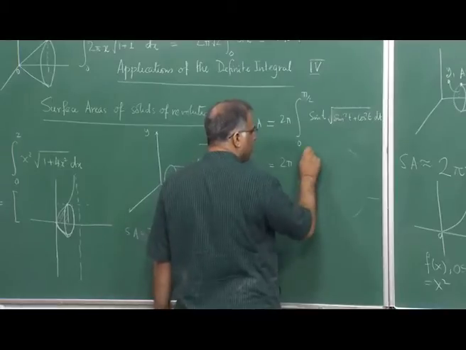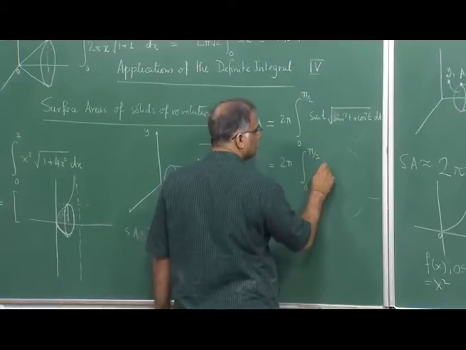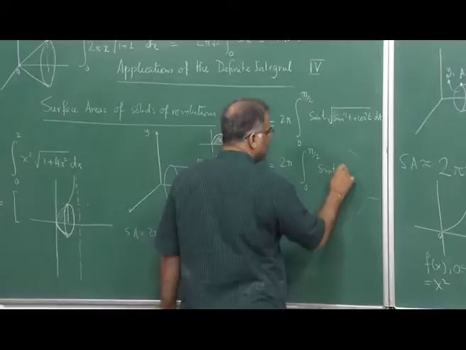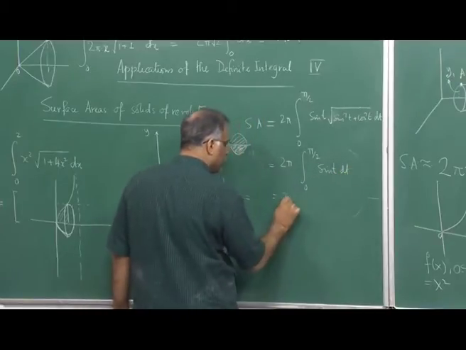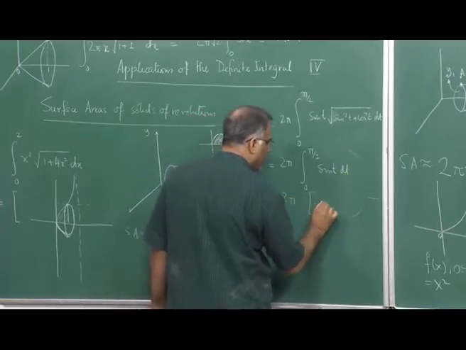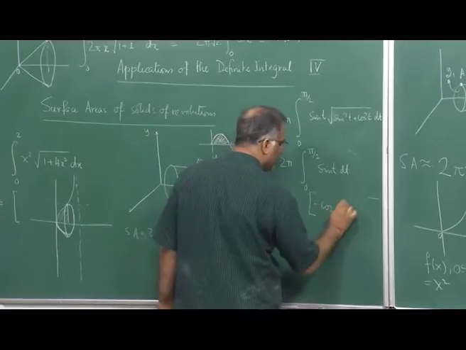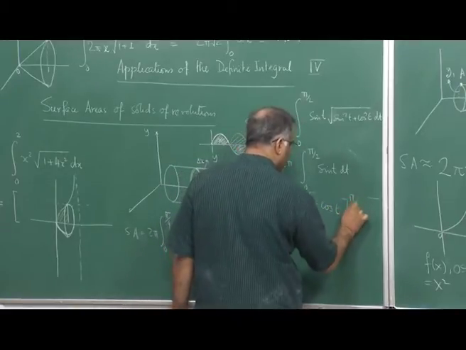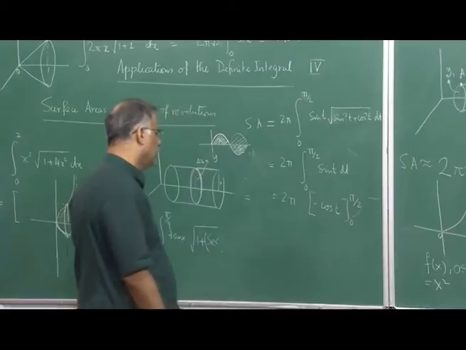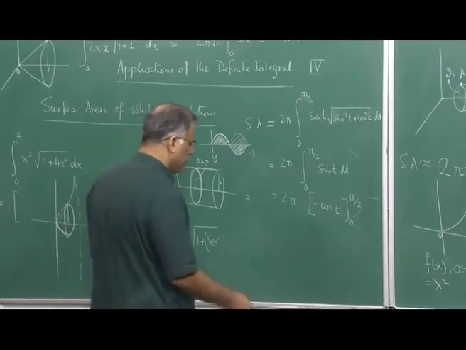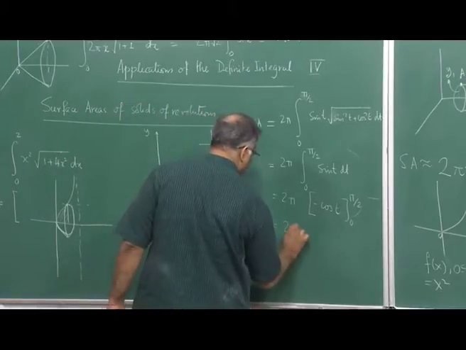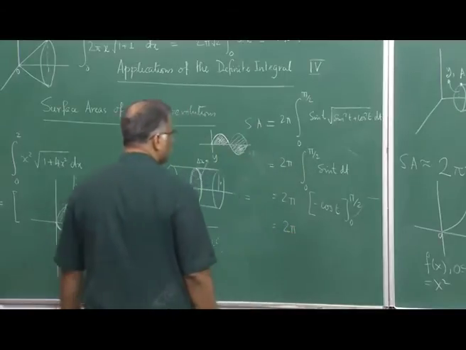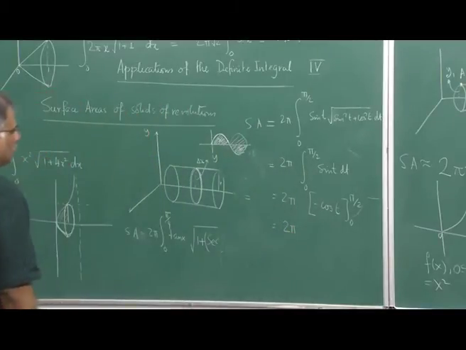Now I have 0 to pi by 2 of sin t dt. Let me see what it gives me. It gives me 2 pi times minus cos t from 0 to pi by 2. So, cos of pi by 2 is 0 and cos of 0 is 1. So, it is equal to 2 pi. So, that is my answer. So, you have got 2 pi.